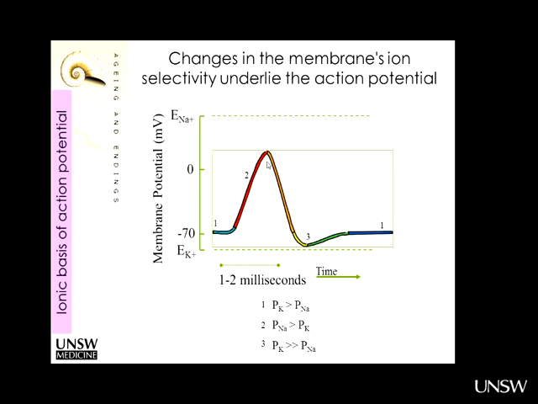That's phase two. And as we now have sodium channels inactivated and potassium channels open, we will have greater permeability of potassium ion. The duration of the action potential can last from about 1 to 2 milliseconds. But if you actually consider the action potential in the heart, it can last up to about 200 to 400 milliseconds.